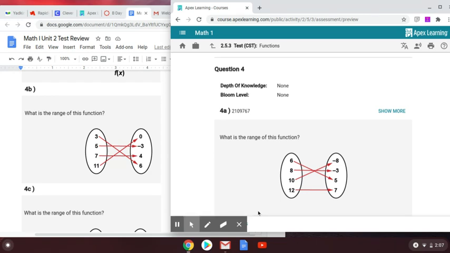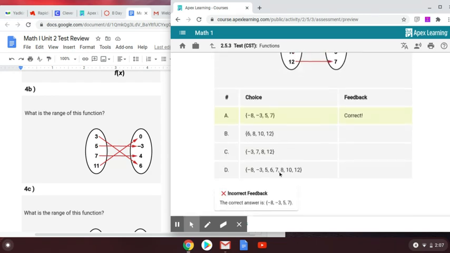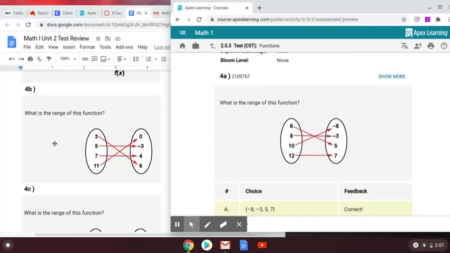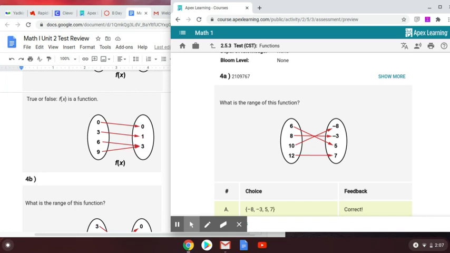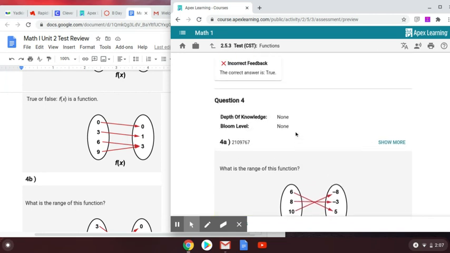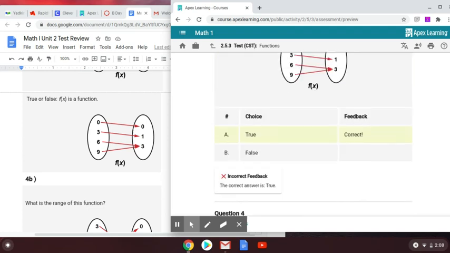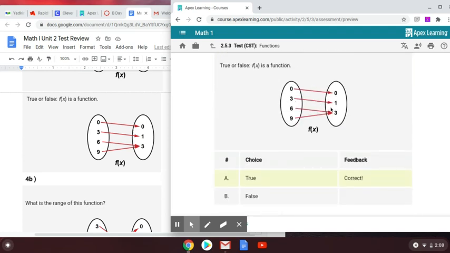Okay, sorry about that. Question 4B. Where am I here? Oh, I skipped 4A. True or false, this is a function. Yes, this is true because I already said that. I'm so sorry. No, I don't think I did. Each input only has one output.